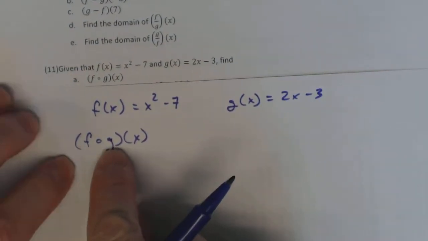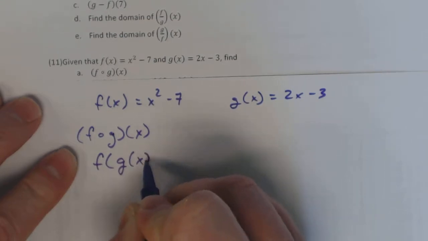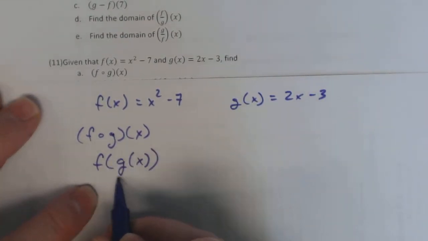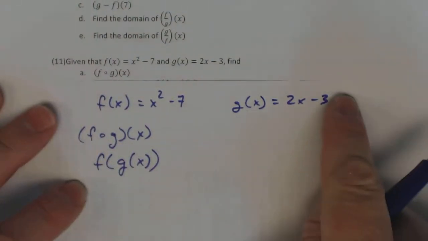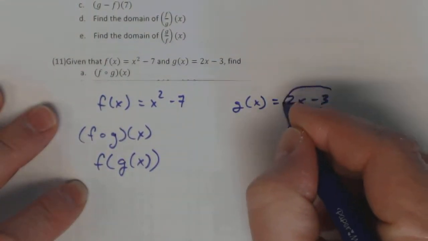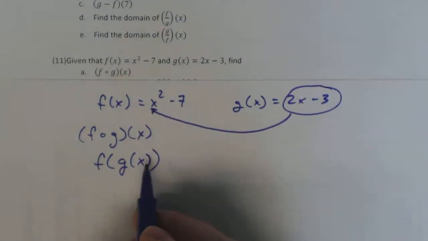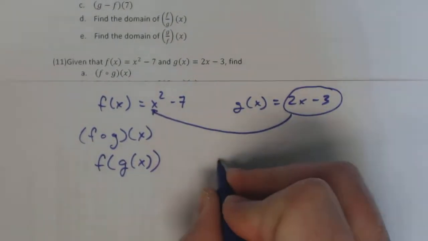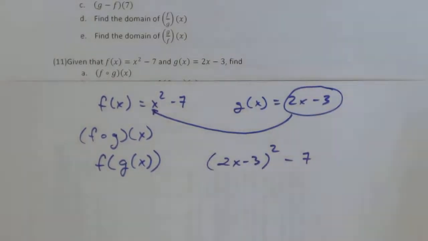So this is a little bit different from before. This is like saying f of g of x. We're going to plug the whole function g into the function f. So this whole function goes right over here into this function. G goes into f. So that would be 2x minus 3 squared minus 7.